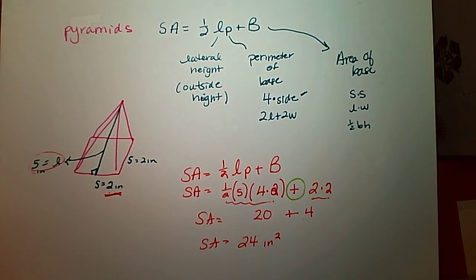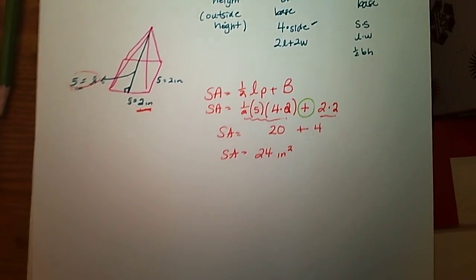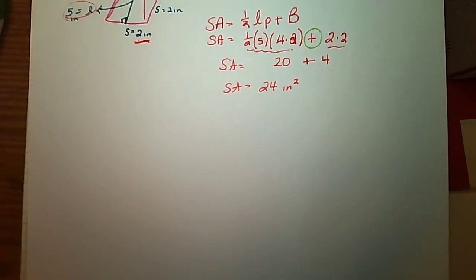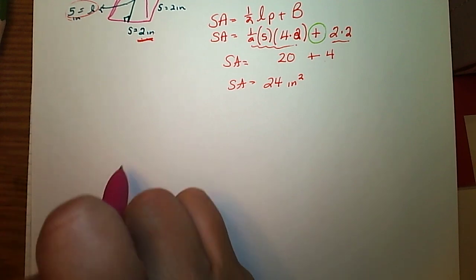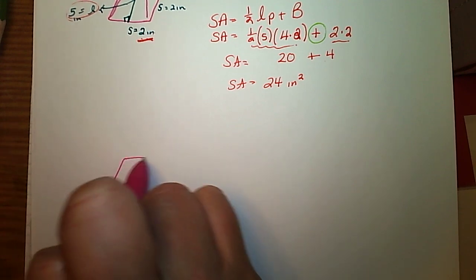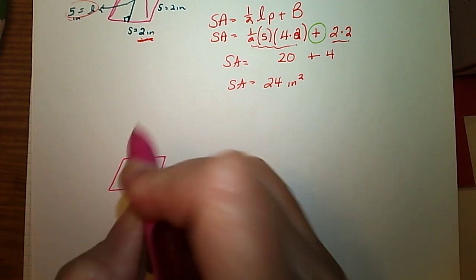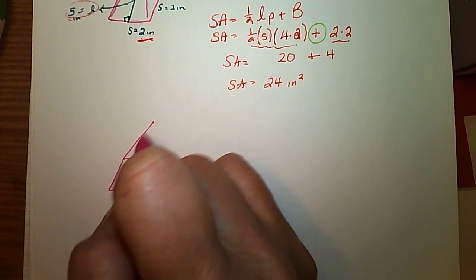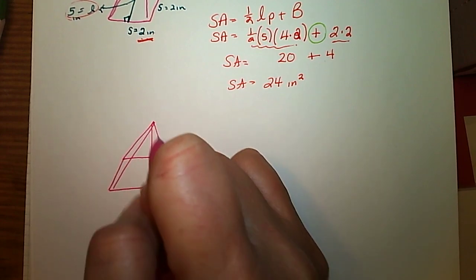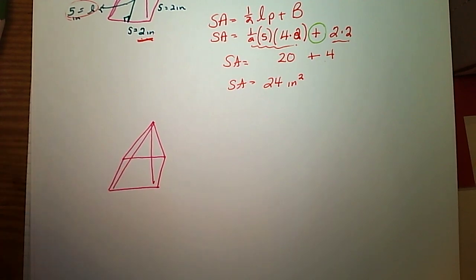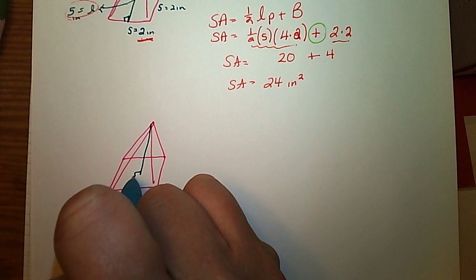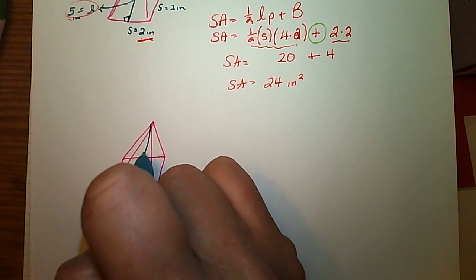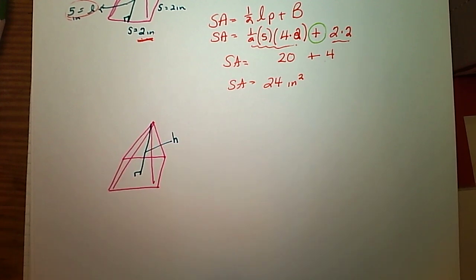So if life was always that simple, it would be great. But you always know we got something craziness going on. So let's look at another pyramid. All right, so I have this pyramid here. Now I have this thing on the inside. It's going to be my height. My height is on the inside, okay?